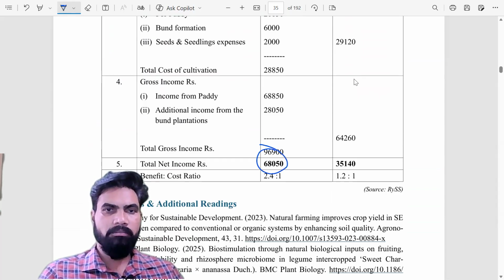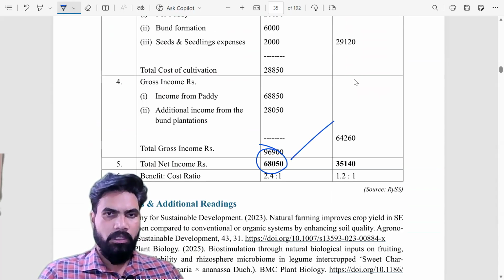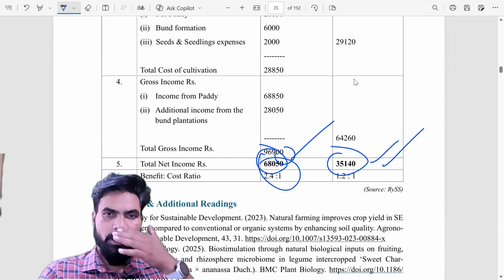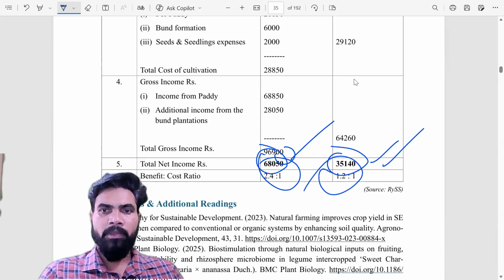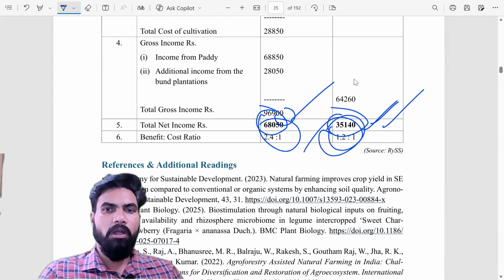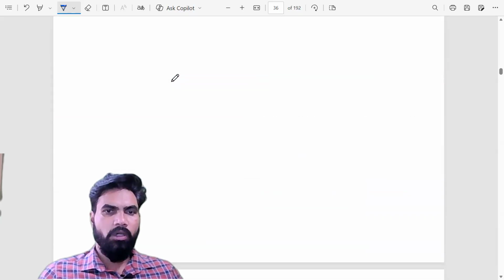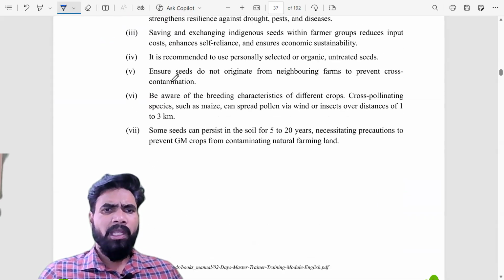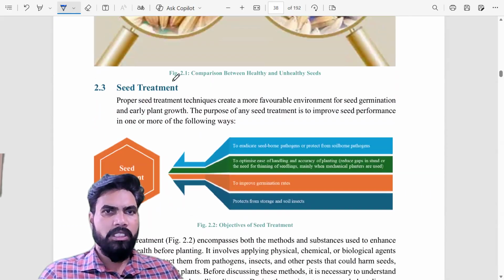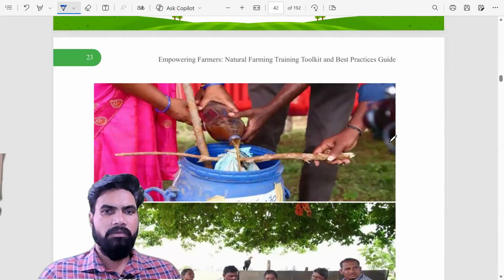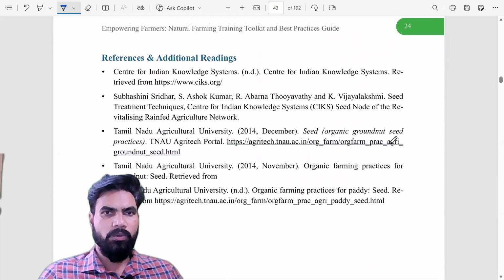Finally, if you see total net income in an acre through natural farming is 68,050 rupees, whereas it is only 35,140 for the conventional farming. The benefit to cost ratio here is 2.4:1, whereas for conventional farming, it is only 1.2:1. Okay. So almost double benefit is there in natural farming. Okay. So this is the component that you have to remember, without a fail. And the rest of the things you need not worry that much. Seed treatment, seed selection, etc., etc. Okay. The methods I will run through. Rest of the chapter or unit 4 onwards, I will run through.